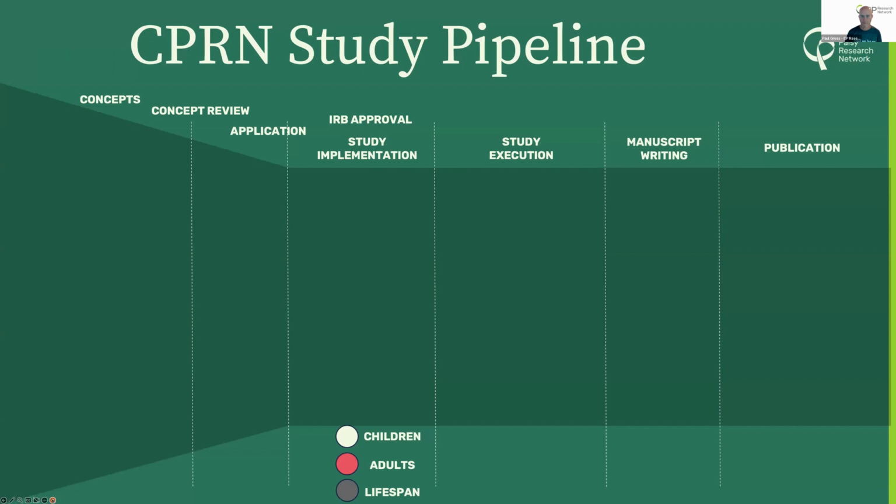So I'm going to run an animation real quickly to show you the life of the network and the studies that we've developed. There's a little bit of a legend at the bottom. You're going to see a bunch of off-white things; those are studies focused on children. The ones that are that chartreuse color are focused on adults, and ones in gray are focused on people across the lifespan.